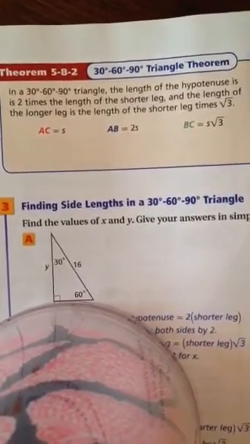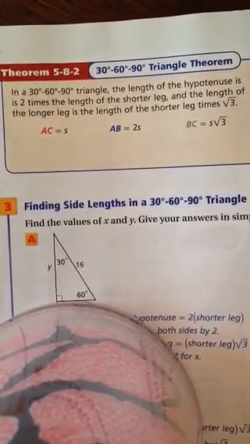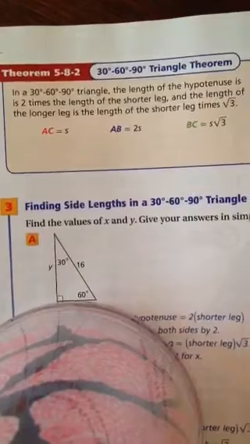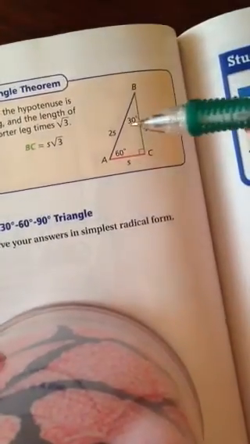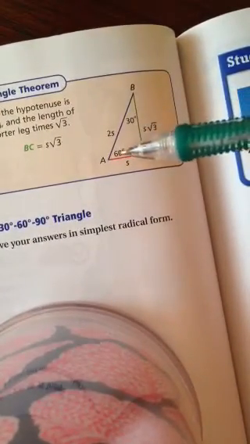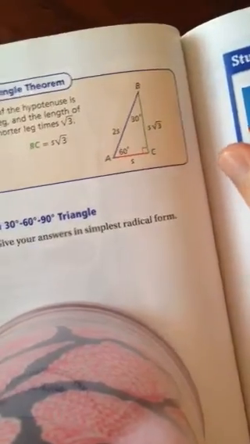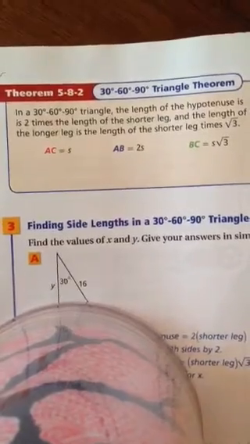Alright, this is video number 3, and this time we are looking at the 30, 60, 90 triangle theorem. So this time, instead of having 45, 45, 90 as our angles, we are going to be dealing with triangles that have a 30-degree angle, a 60-degree angle, and a 90-degree angle. So let's look at the relationship between the sides of this triangle. The theorem will explain that to us.